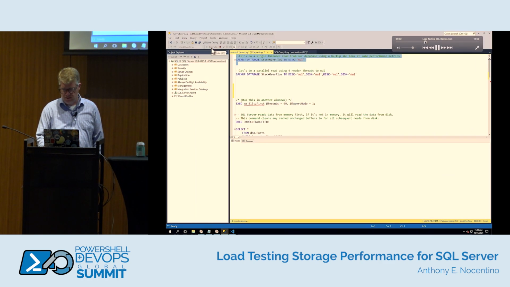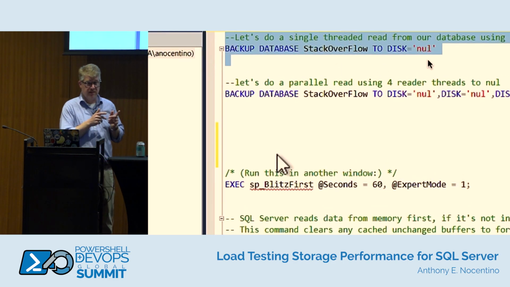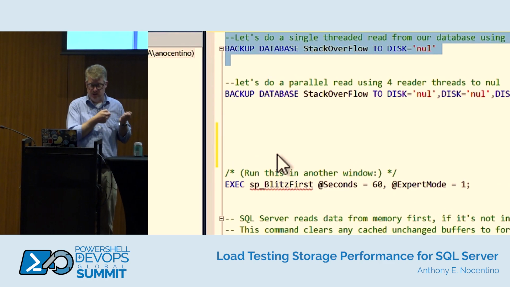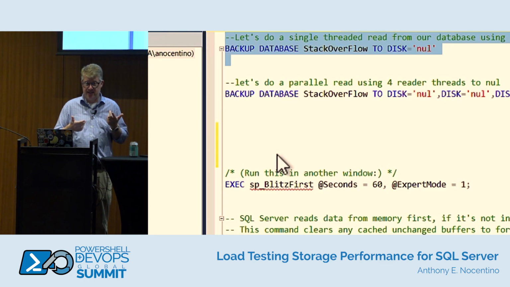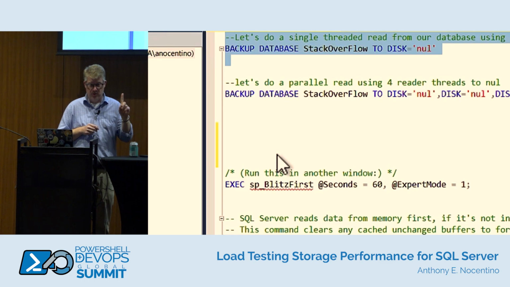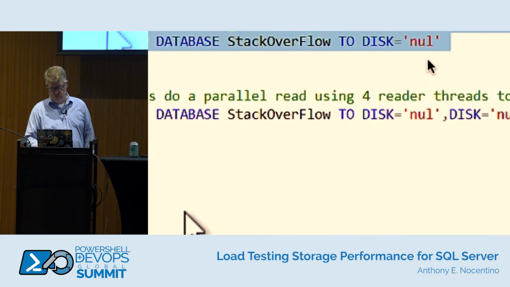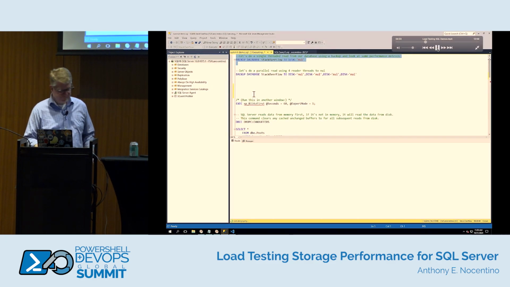All right, so the workload that I have here, and it's kind of small, is backup database Stack Overflow to disk equals null. What this is going to do is kick up a single reader thread and read the bytes off of the drive and just throw them out. I'm not going to write them anywhere, right? So it's a fantastic way to emulate a single threaded read, how fast I can move a single threaded read through the system. Cool, so let's go ahead and kick that off.